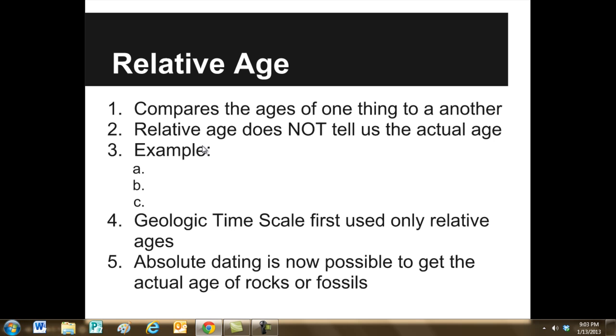Relative age. Number 1, compares the ages of one thing to another. Relative age does not tell us the actual age. Let me give you an example.